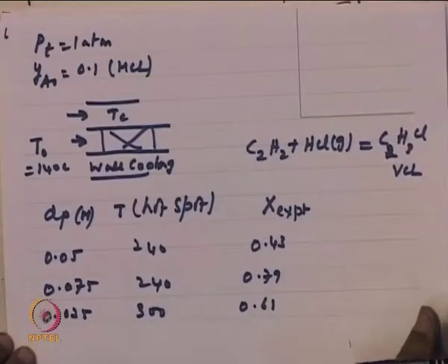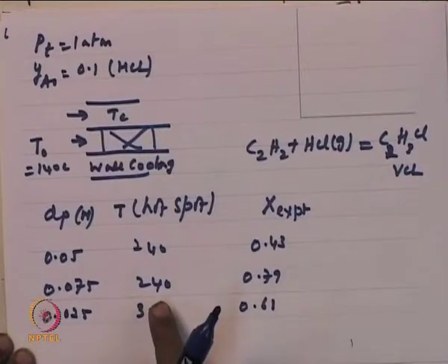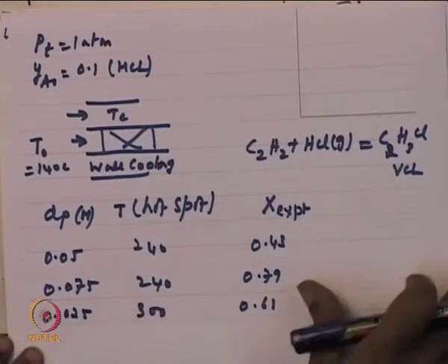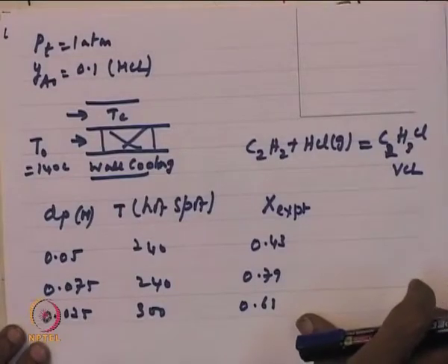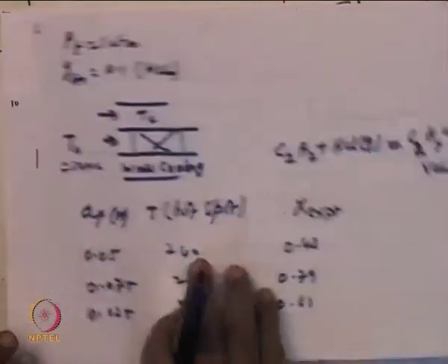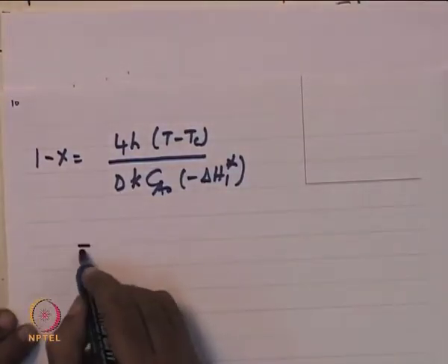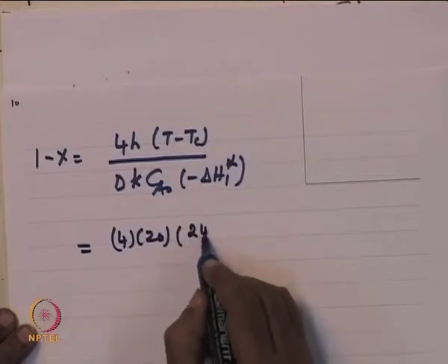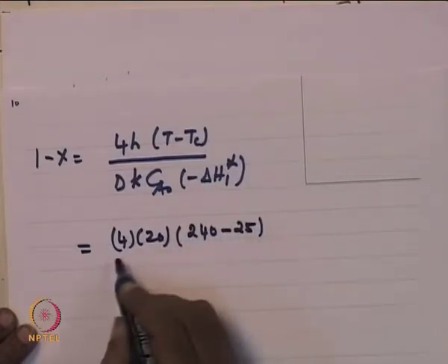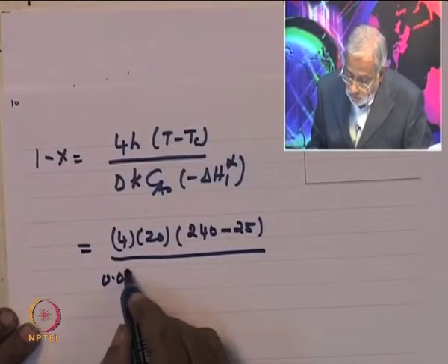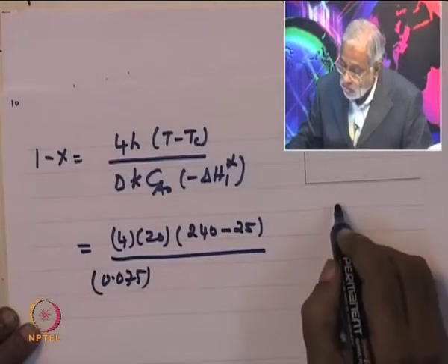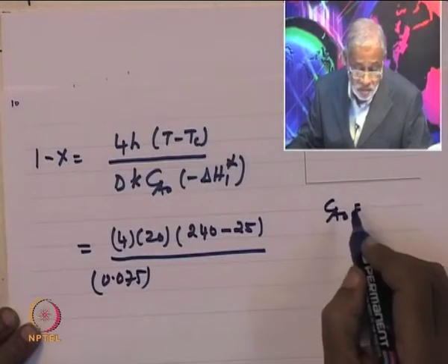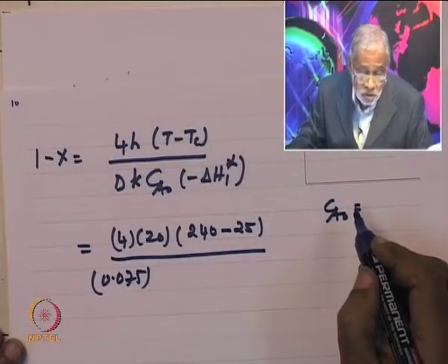Notice here that the pipe diameter is 0.075. So, we can use this once again. Let us do this. I will put all the numbers. So, the numbers look like this: equals 4 times 20 times (240 minus 25) divided by our pipe size 0.075, temperature is 240. And what is CA0? We have already calculated CA0. Where is CA0 at 240?